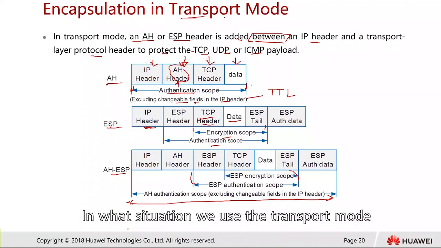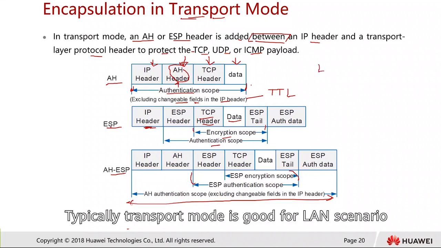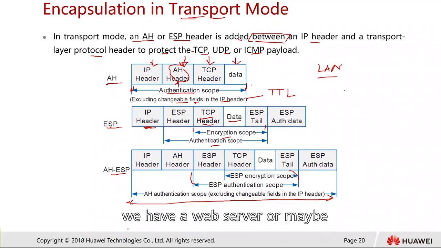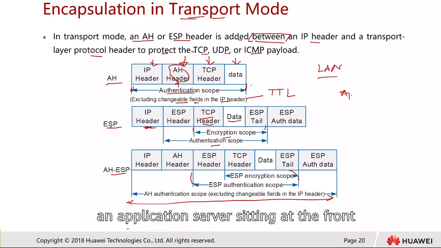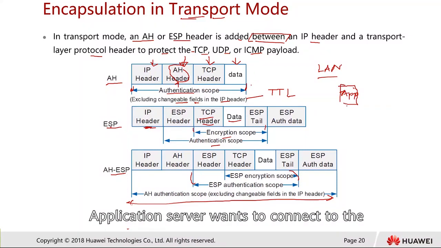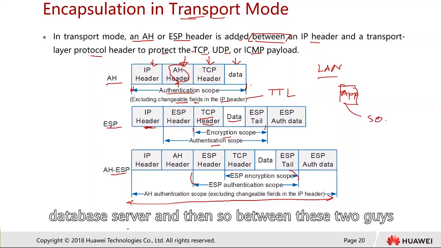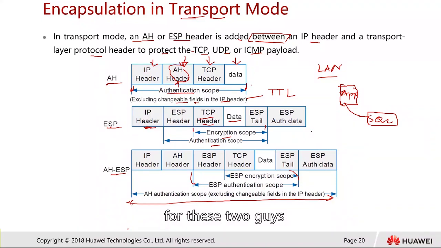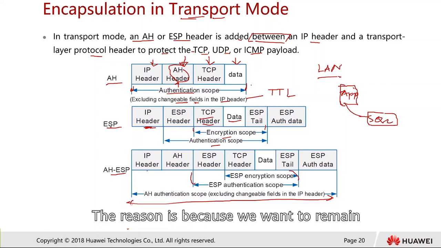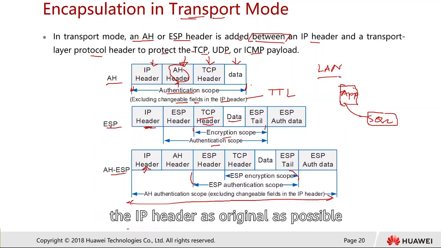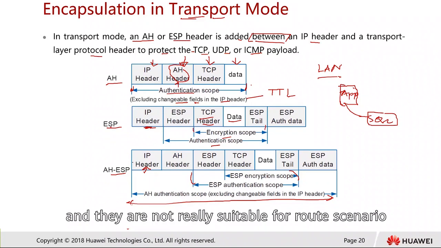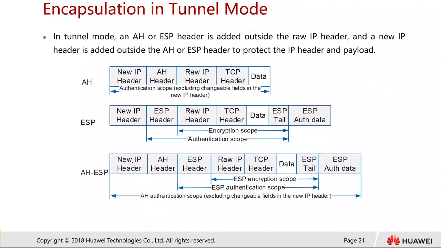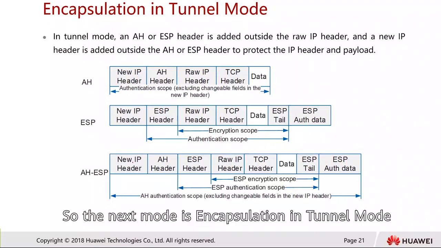Now, in what situation do we use the transport mode? Typically, transport mode is good for LAN scenarios. For example, you have a web server or maybe an application server sitting at the front, and the application server wants to connect to the database server. Between these two, we configure the transport mode IPsec. It's one of the many use cases within the LAN. The reason is because we want to keep the IP header as original as possible, and they are not really suitable for router scenarios.